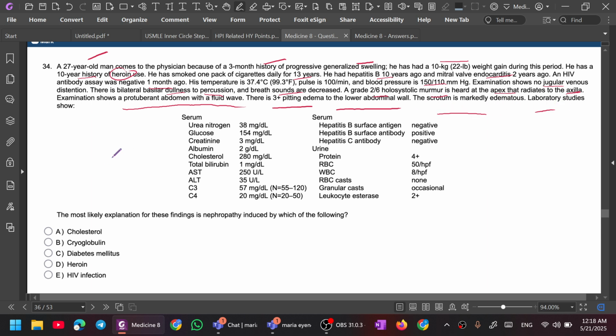The scrotum is markedly edematous. Labs show serum urea nitrogen 38, glucose 154, creatinine 3, albumin 2, cholesterol 280, total bilirubin 1, AST 250, ALT 35, C3 is normal, C4 is also normal. Hepatitis B surface antibodies positive, hepatitis C antibodies negative, urine protein is 4 plus, RBC 50, high-power WBC 8, there is no RBC cast, granular cast is occasional, leukocyte esterase is 2 plus. The most likely explanation for this finding is nephropathy induced by which of the following?